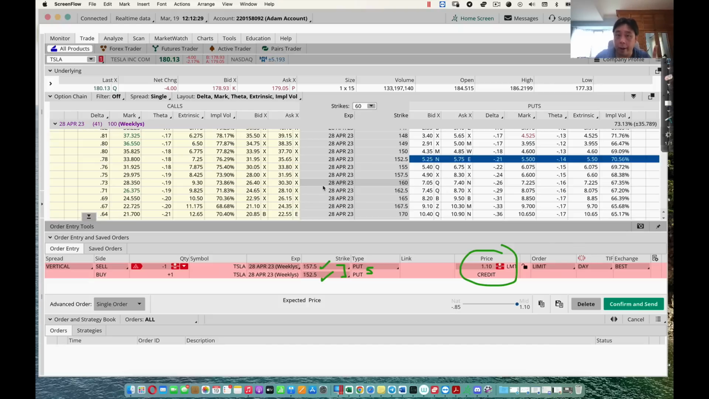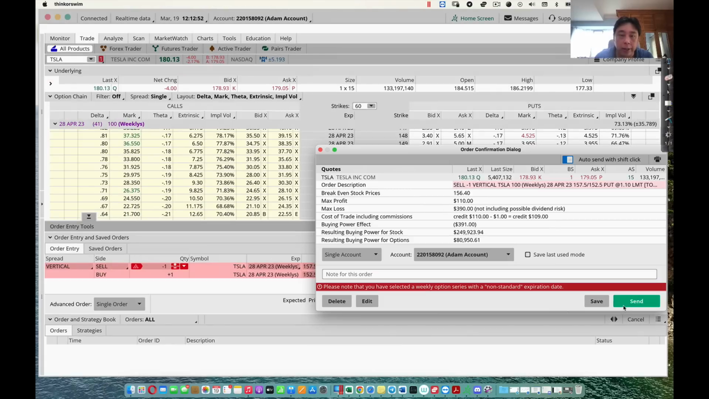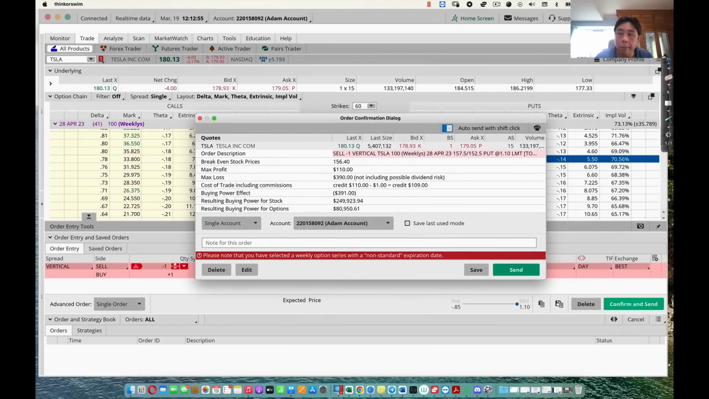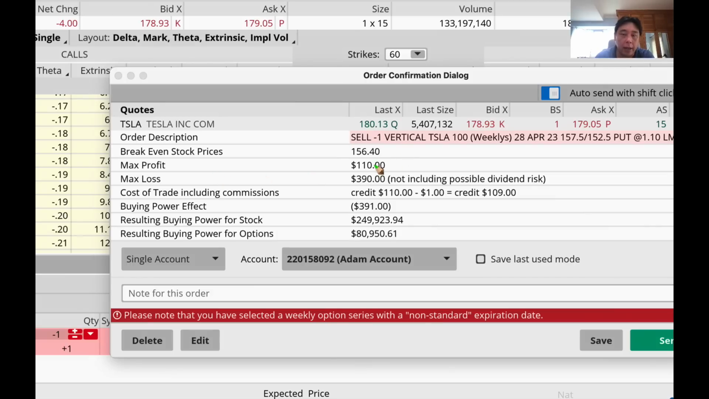Now, per contract, one contract is 100 shares. So you have to multiply by 100, which means that for a winning trade, you will get $110 profit. Now, in every trade, there's no such thing as only profit. There is loss as well if it's a losing trade. So you got to know what's your profit, what's your loss, what's your risk, what's your reward. Okay. Now, if you were to click this to send in the order, you can see over here that your maximum profit in this trade is $110, but your maximum loss is $390.